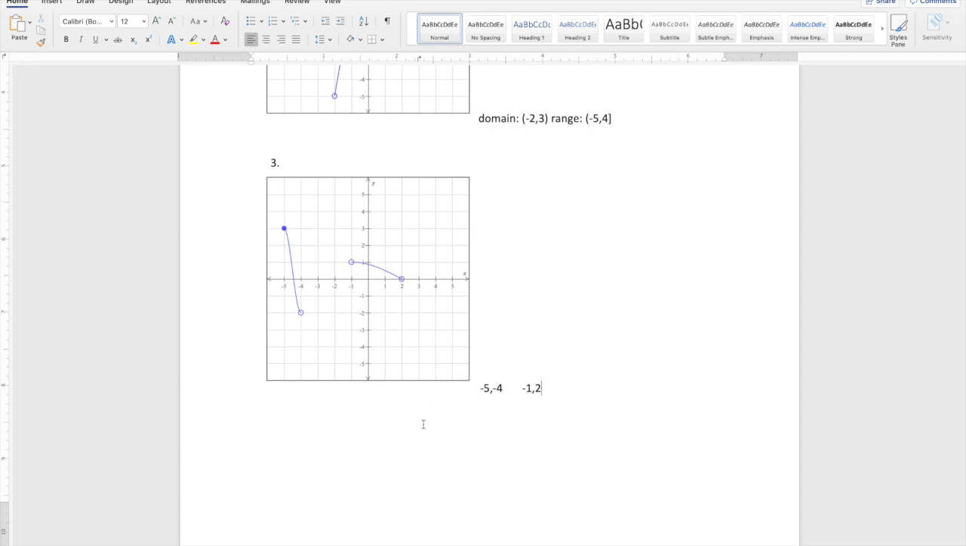Now let's give these numbers brackets and parentheses. The point with x value of -5, it's this point here, has a filled circle, so -5 will get a bracket. The -4 has an open circle, so it will get a parenthesis. This -1 has an open circle, so it will get a parenthesis. The 2 has an open circle, it will also have a parenthesis. Because your domain here consists of 2 separate intervals, you need to make sure you connect them with the union symbol. This is the domain.